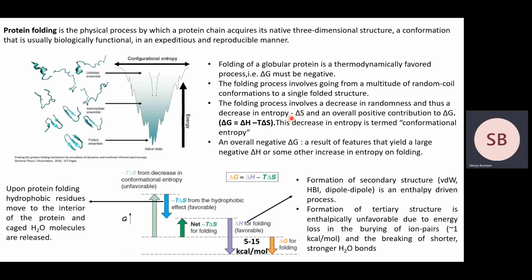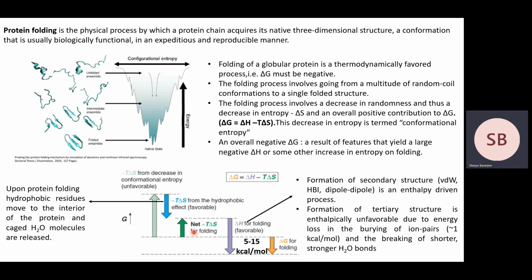So delta S is negative and it has a positive contribution to delta G. Basically, the formula of delta G is delta H minus T delta S. Since delta S is negative, this whole term T delta S becomes positive and has a positive contribution to delta G. This decrease in entropy is termed as conformational entropy. An overall negative delta G is needed in order for the protein folding to be favorable, and that is possible if the net delta H is negative.